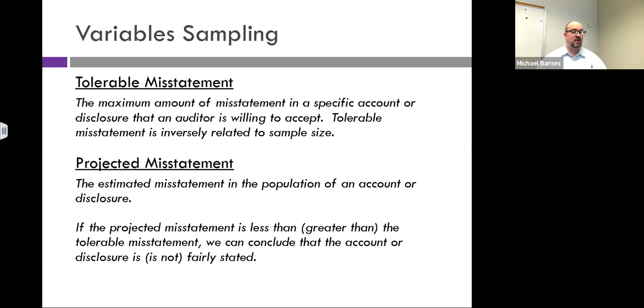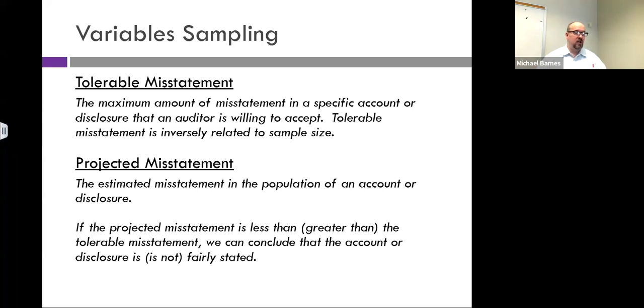Tolerable misstatement is basically going to be inversely related to sample size. So the larger that tolerable misstatement is, the smaller the sample we need to test. We'd rather have a large tolerable misstatement than a small dollar one; it gives us a little bit more room. And then we have our projected misstatement, which is the estimated misstatement in the account population or disclosure. We're going to be using something called the upper error limit, which is kind of the analog to that upper deviation rate. It's what we compute to be the projected misstatement after we see the sample misstatement from our testing.